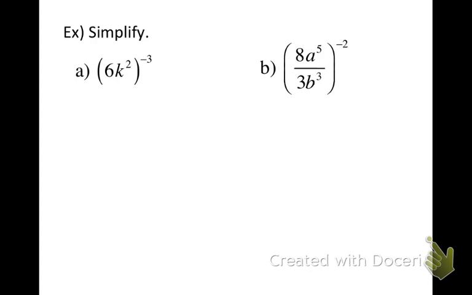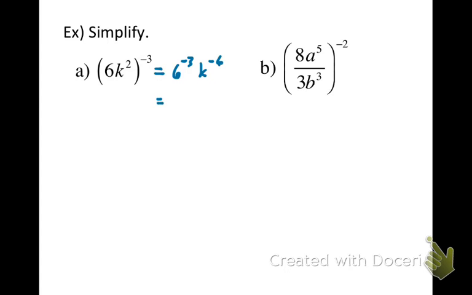So what we're going to have to do then is we're going to have to start off with the power of a power property. We're raising this product to the negative third power. And so we're going to raise each factor in that product to the negative third power. So that'll be 6 to the negative third power times k to the negative sixth power. Because remember, you have to multiply the exponents there. All right, and then how does that work?